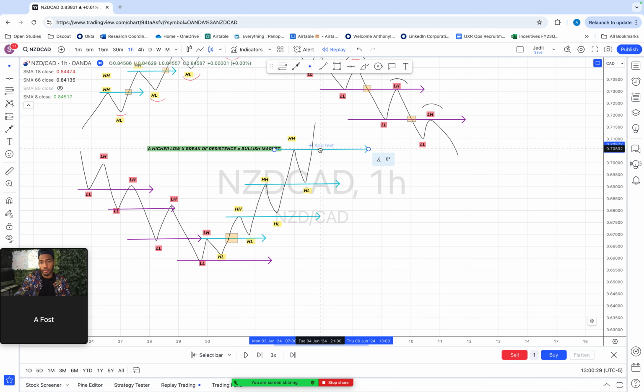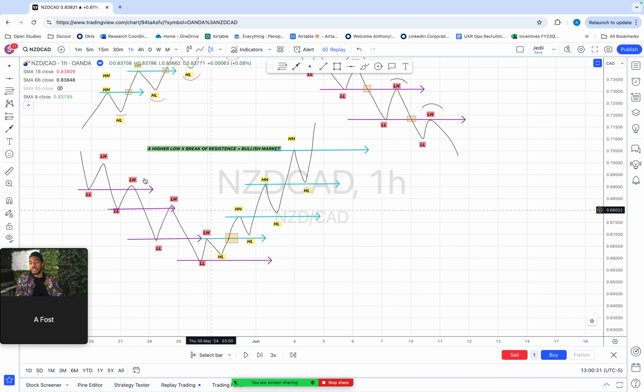Okay. So that's the market transitioning from a downward trend to an upward trend. You had a higher low, break of resistance, boom. You're gonna go ahead and go bullish. At this point, I'm looking for buys. Over here, I was looking for sells until I had that higher low, then I had the break of resistance. All right, now I'm looking for buys.